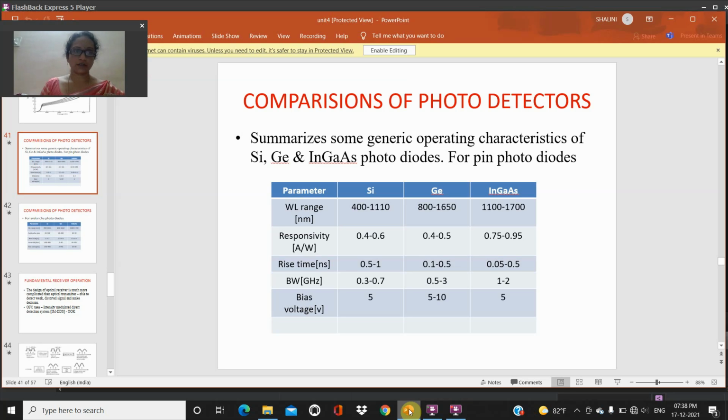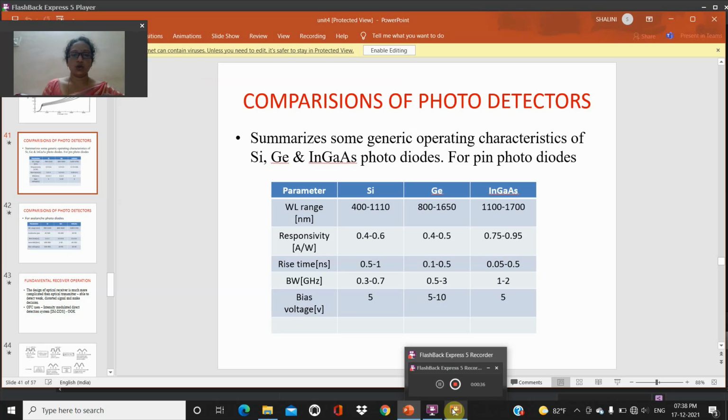Good evening, friends. Let us see the comparisons of photodetectors. This summarizes some generic operating characteristics of silicon, germanium, and indium gallium arsenide photodiodes, for PIN photodiodes.